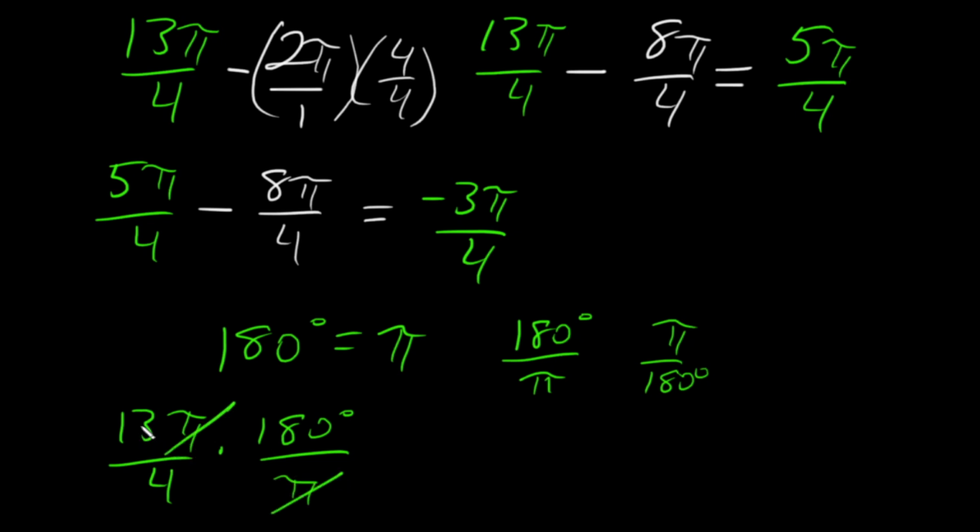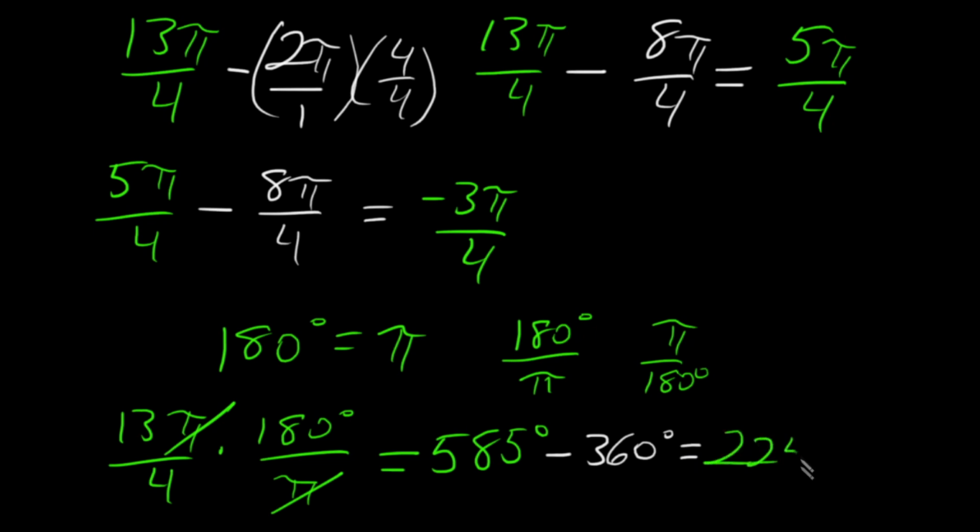Therefore, we just need to multiply 13 times 180 and divide by 4, and that gives us 585 degrees. Now, in our original problem, we subtracted 2 pi, which is equivalent to 360 degrees. So let's go ahead and subtract 360, and that would give us 225 degrees. That should be equivalent to 5 pi over 4, but we can double check.